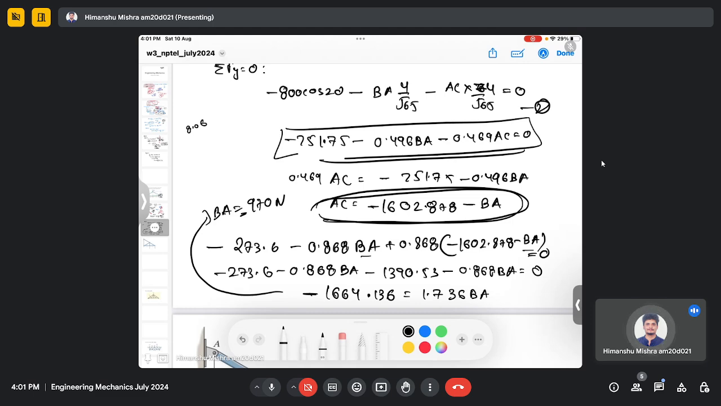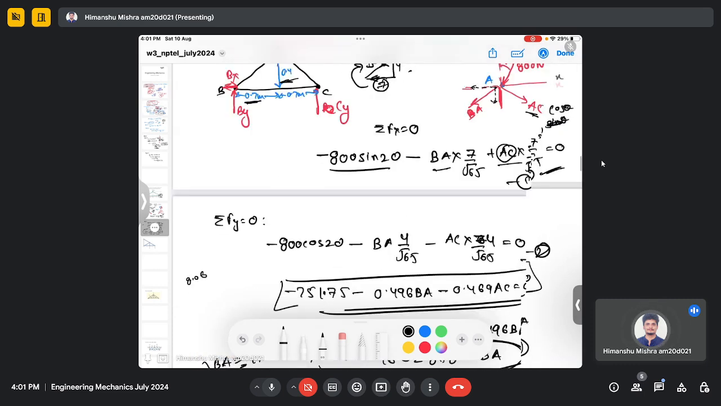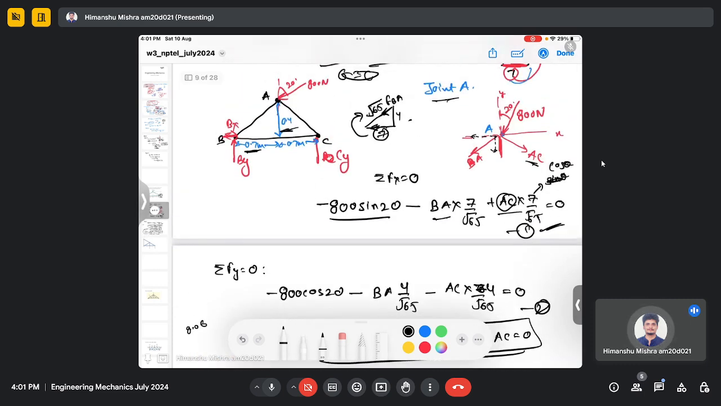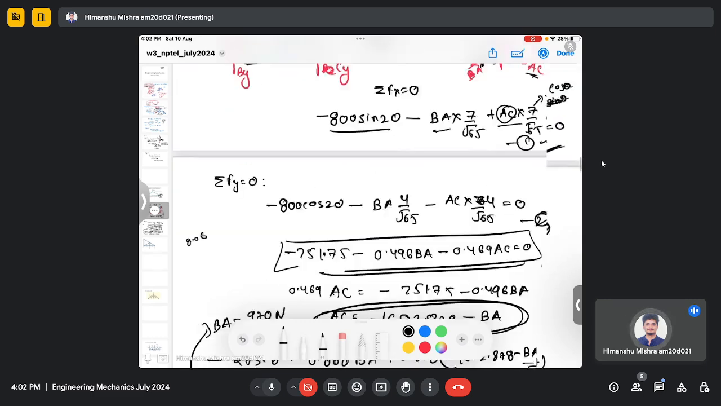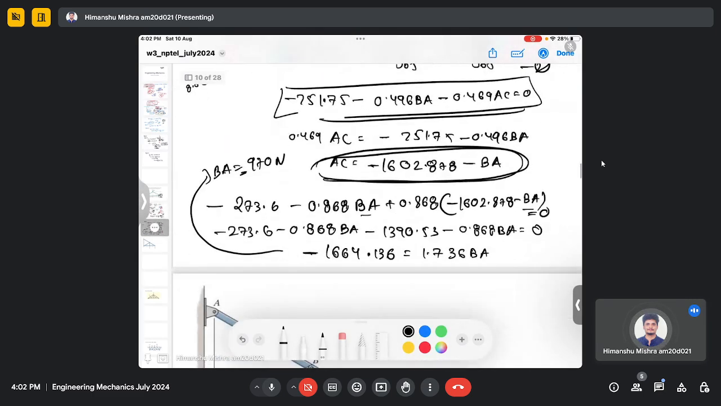So we are getting minus 970 Newton, which means the assumed direction of BA is not correct. We assumed negative x and negative y direction, but it should be in this direction. You can see the correct direction is shown by the black arrow, and it is going towards the joint, which means that the force is compressive. So this is compressive force C.